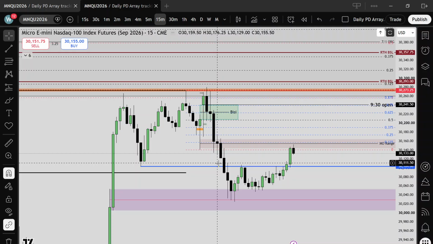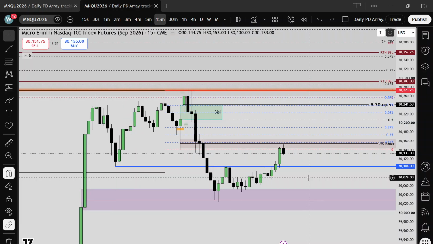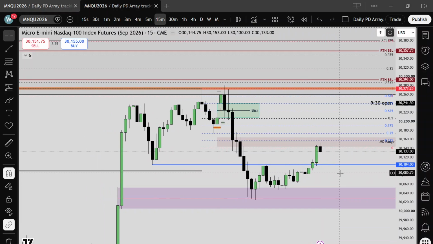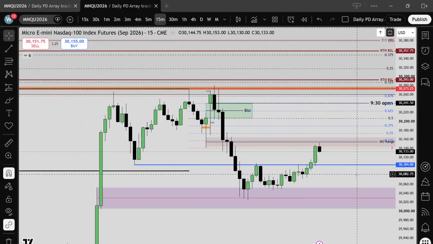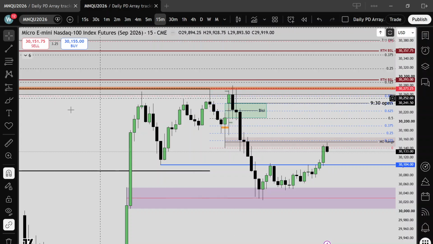I apologize. I didn't get to this a little bit sooner, but anyway, I'm going to try to keep this pretty short. So, 15-minute time frame and regular trading hours.